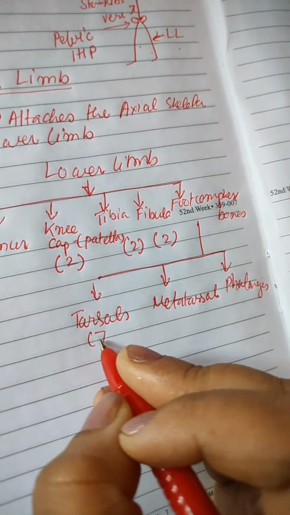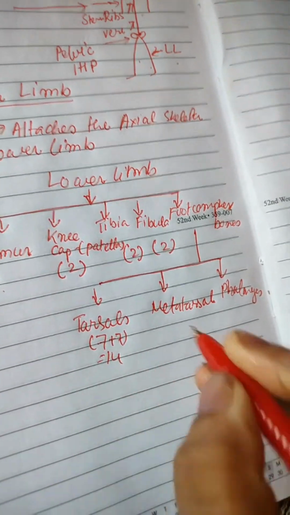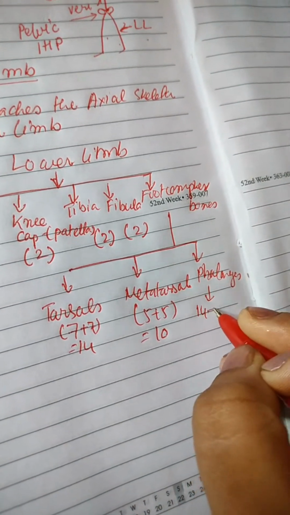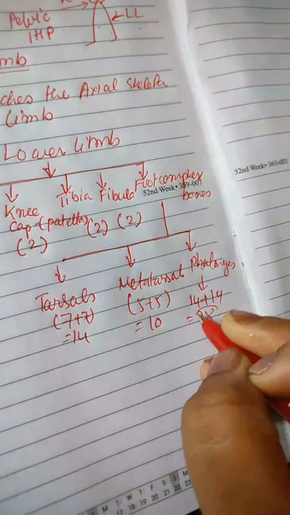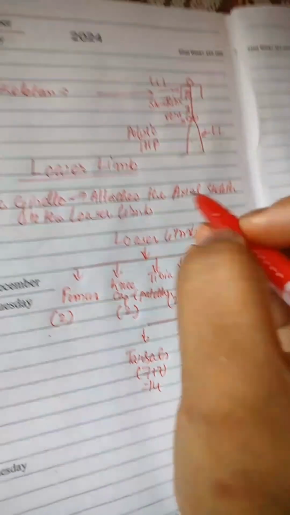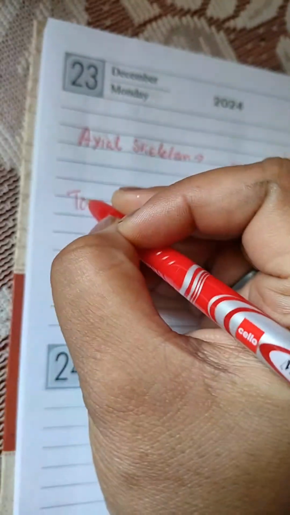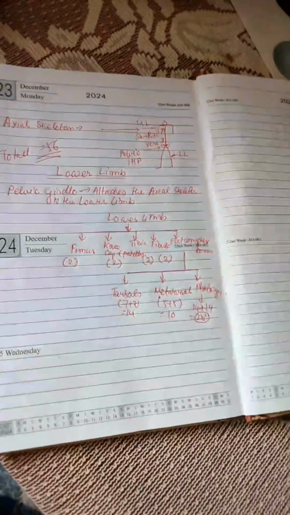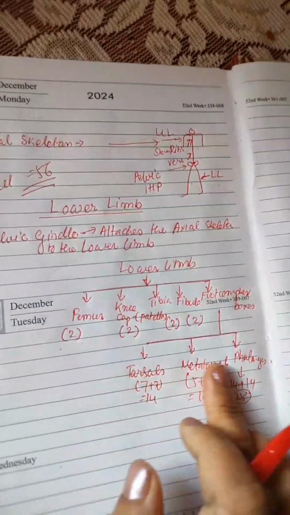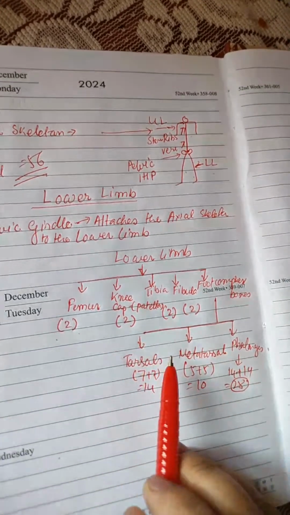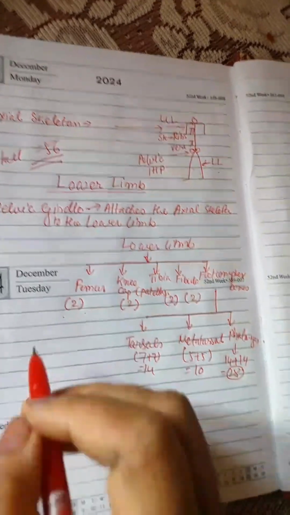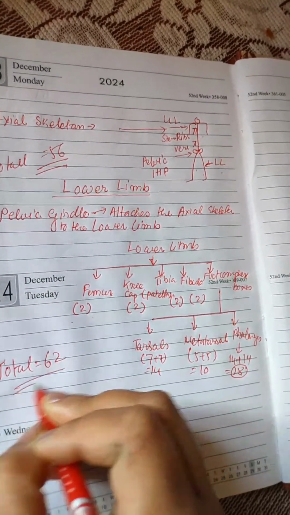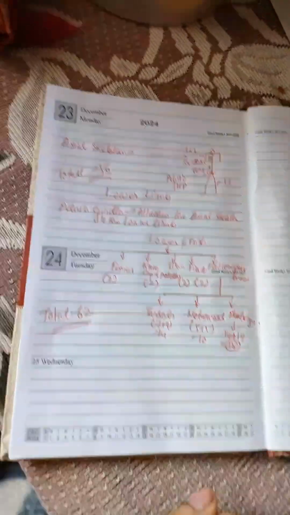The tarsals comprise 7 plus 7, so we have 14. Metatarsals 5 plus 5, total 10. And phalanges 14 plus 14, 28 for the lower limbs. We have the same number of phalanges for the upper limb. So the total number of phalanges, again I'm telling you, is 56. This is the number of bones in the lower limb, and this is very, very important for the viva. So in total, how many bones do we have? Including the hip, we have a total of 62 bones in the lower limb.